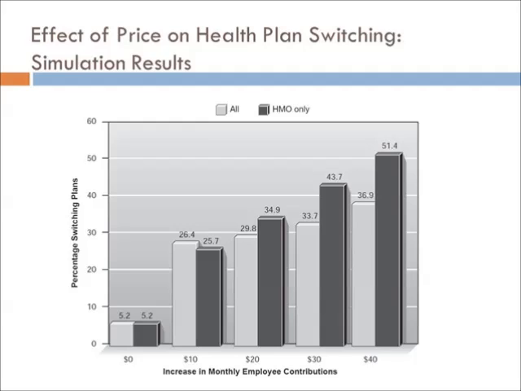This chart shows the changes as premiums increase by $10. At no increase, at zero, you can see the two are sitting at 5.2 and 5.2 for all and HMO only, but that's probably because they made changes for reasons other than price. Then when you change price, however, 26% of the employees changed plans when faced with a $10 increase in premiums. And then when they got up to $20, another increase of $10, 30% will change because of the out-of-pocket increase in premiums.